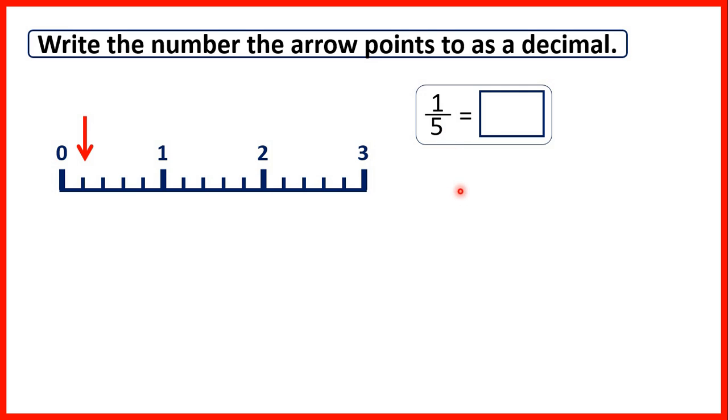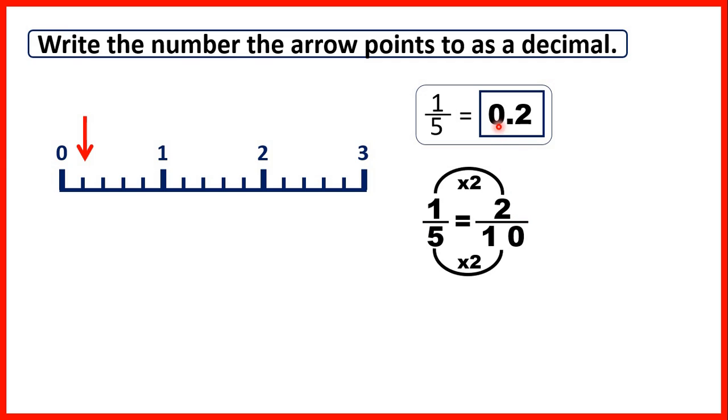Well, remember, decimal place values are tenths or hundredths. 5 times 2 is 10 and 1 times 2 is 2. So because we know that 1/5 is equivalent, or the same size as 2/10ths, we know that that's 0.2 as a decimal, because the first digit after the decimal point is the tenths digit. It's the tenths place value. So here, because the arrow is pointing to 1/5, as a decimal we write that as 0.2.